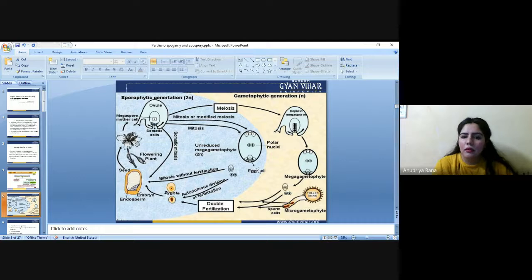You can see here mitosis without fertilization. Mitosis division will happen during the embryo formation, and when it is developed it only divides by the mitosis process, and mitosis will lead to the formation of the embryo. The embryo will be converted into seed, and the seed will be converted into a new plant. So this is the general phenomenon of the apomixis process. We already discussed this in our previous lecture.